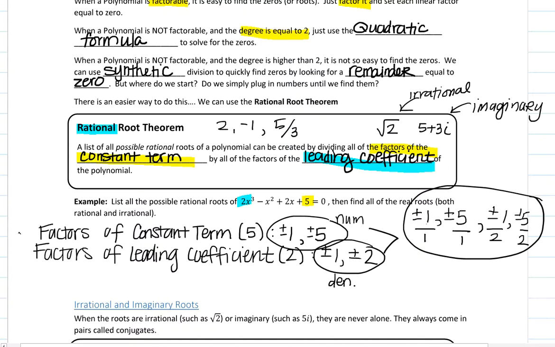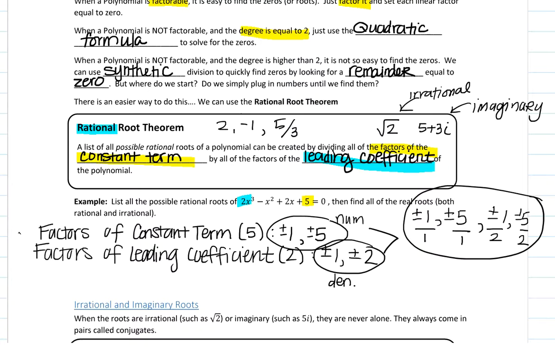So how many numbers are in this list? Well, for each plus or minus, that's 2. So 2, 4, 6, 8. So this list of 8 numbers is it. That's all the possible rational zeros. I'm not saying these are all zeros, but the ones that are rational, that are zeros or roots, are going to be in this list. So we've narrowed it down significantly.